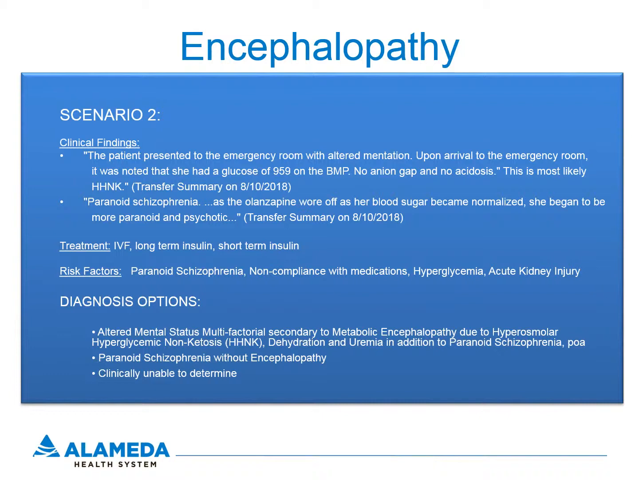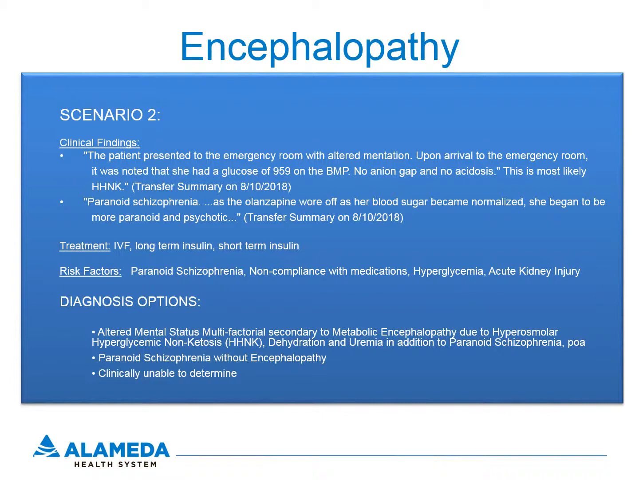What are the risk factors in this patient? The patient has chronic underlying mental disorder, which can be delirium, a paranoid schizophrenic. They are non-compliant with their medication. That's a risk factor. They are hyperglycemic and they had acute kidney injury. So what are your diagnosis options here that would be a more appropriate diagnosis for this patient? You could write altered mental status, multifactorial, secondary to metabolic encephalopathy, which is due to the HHNK, dehydration, and uremia, in addition to the paranoid schizophrenia, which is present on admission.